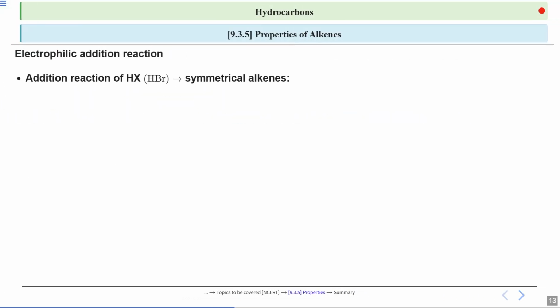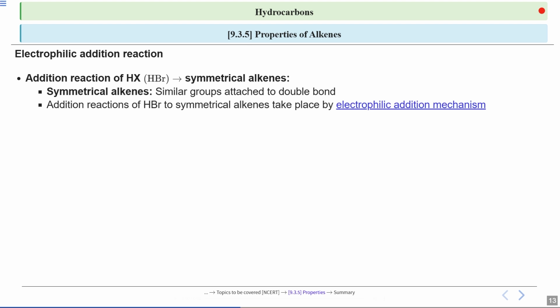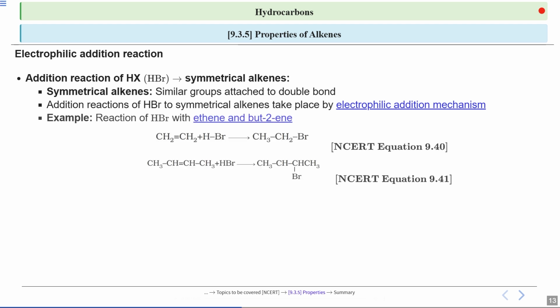Now, starting with the addition of HBr to a symmetrical alkene. Symmetrical alkenes, as I said, have similar groups attached to the double bond on either side of the double bond. For example, in ethene, both carbons in the double bond have 2 hydrogens each. This symmetry affects the outcome of the reaction that we are dealing with, as we will see in a moment. Addition of HBr to symmetrical alkenes takes place by the electrophilic addition mechanism. How? So here is an example of that.